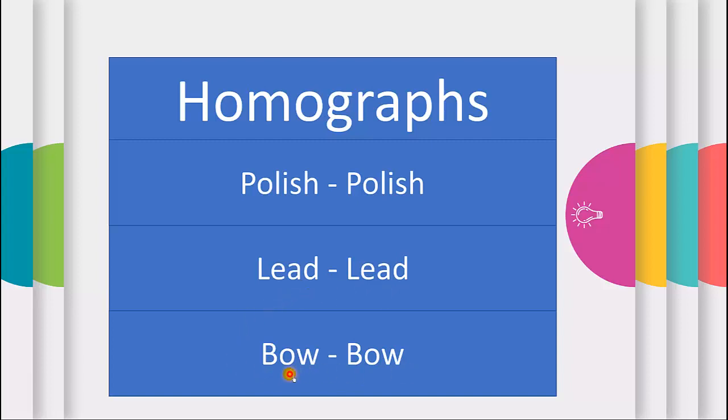Now the third example of our homograph is bow and bow. The first one, you pronounce it as bow, as in bow and arrow. For a sentence, you could say, he took his bow and arrow and hit it straight at the target. Now the second one, bow, you could say as in, he bowed down to the king. So these were a few examples of homographs. Now let's summarize what we learned in this video.